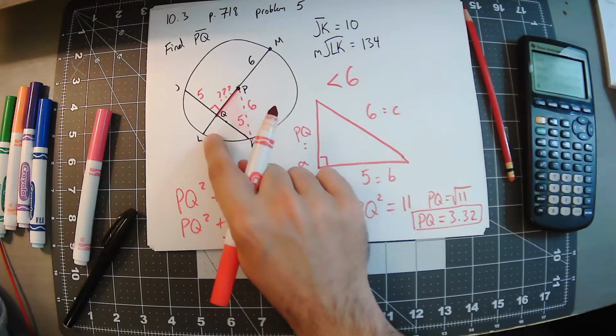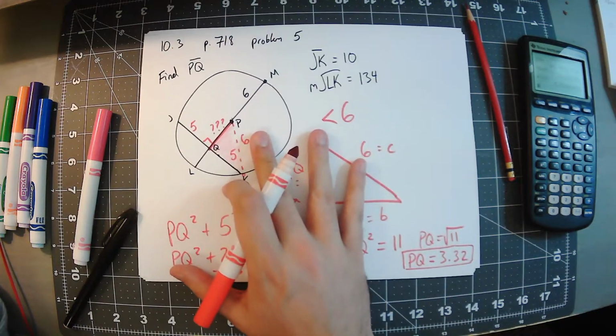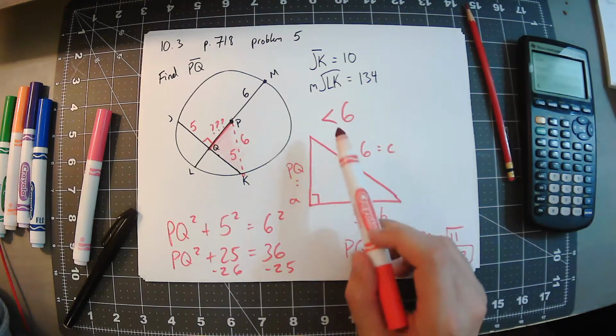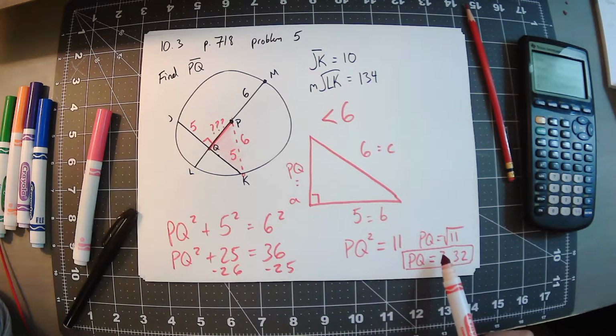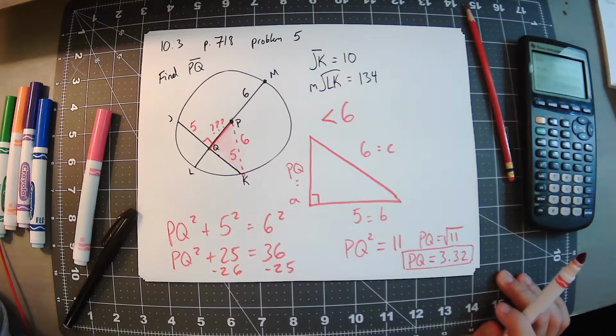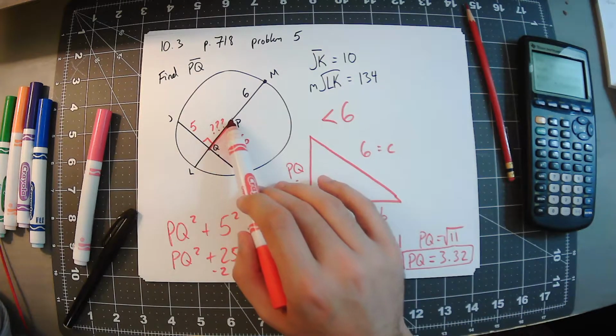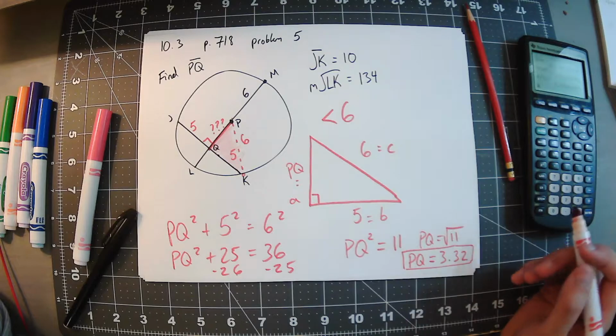If we wanted to find QL, that's not in this problem, but if we wanted to find that, we'd have to do all this first, and then we'd subtract this from 6. So if we wanted to find that, we could. But we were finding PQ in this instance, and I get 3.32.